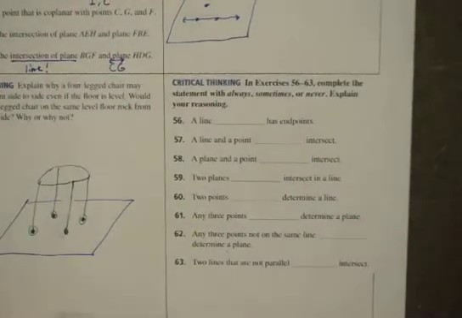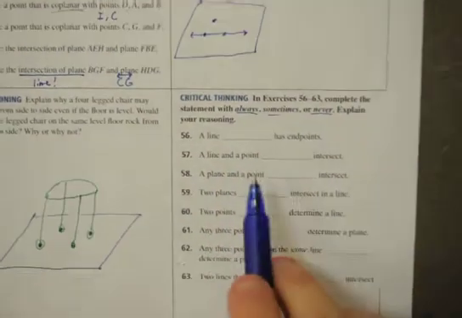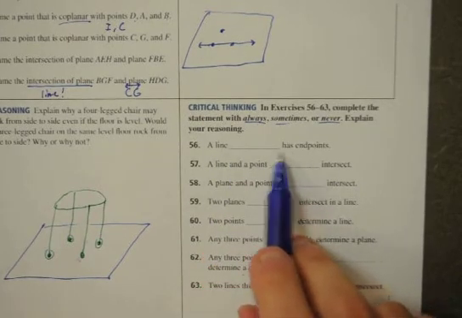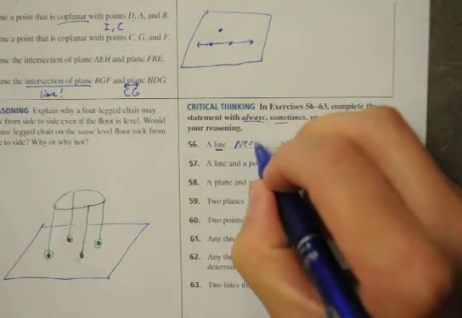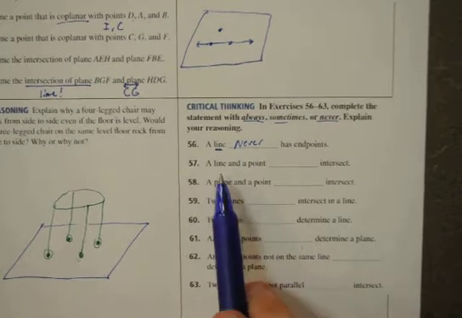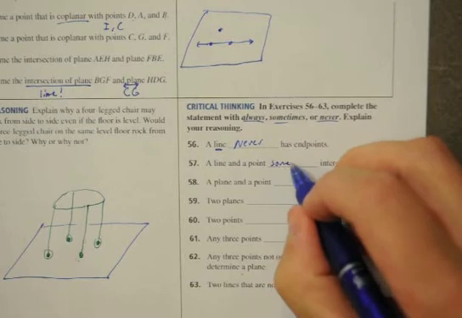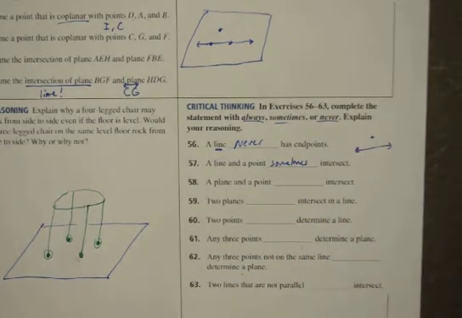Alright, last thing. Complete the statement with always, sometimes, never. I love these types of questions. A line. Does a line have endpoints? Never. A line goes forever. A segment has endpoints, but a line does not have endpoints. A line and a point, sometimes. That line and point do not intersect. This line and this point do intersect.